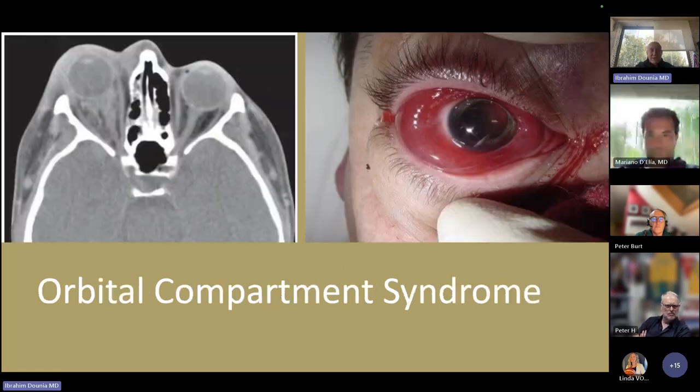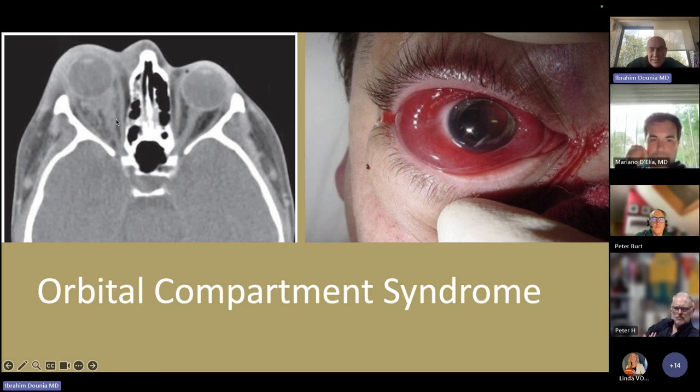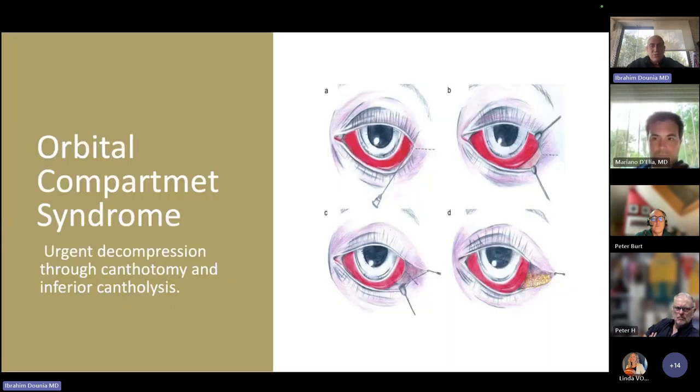This is an emergency, an orbital compartment syndrome, with 360 degrees subconjunctival hemorrhage, some blood, and the orbit is very, very tight. If you do a CT scan, this is what you see. At the end of the lecture, I will tell you what to do on the court. It's an urgent decompression. We'll talk about it at the end of the lecture.